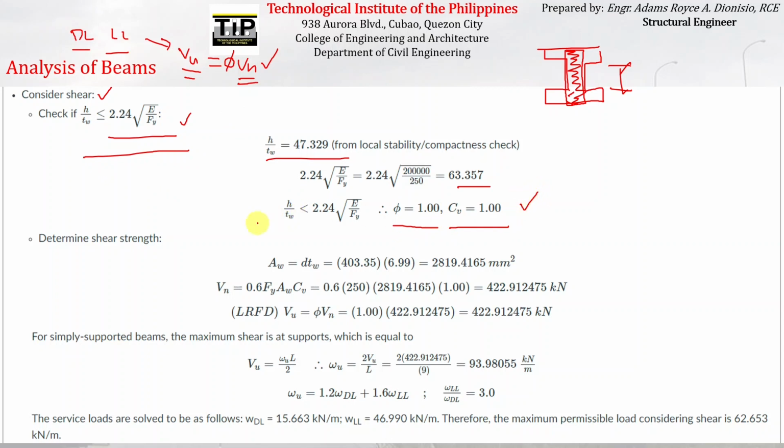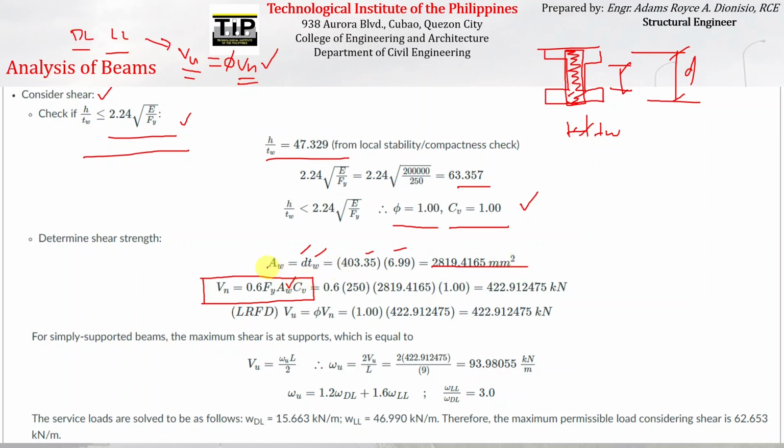Okay, so determining the shear strength of the given beam, we all know that the formula for nominal shear capacity of a steel beam is equal to this. So we have to find out first the web area or the shear area, which is equal to this. So that is just equal to the product of the total depth d and the thickness of the web tw. So we just have to multiply d and tw, which are already given on the section property of W16. So multiply them, you will find the web area or the shear area.